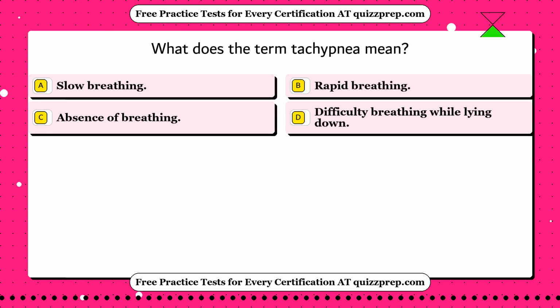Question 87. What does the term tachypnea mean? Option A, slow breathing. Option B, rapid breathing. Option C, absence of breathing. Option D, difficulty breathing while lying down.